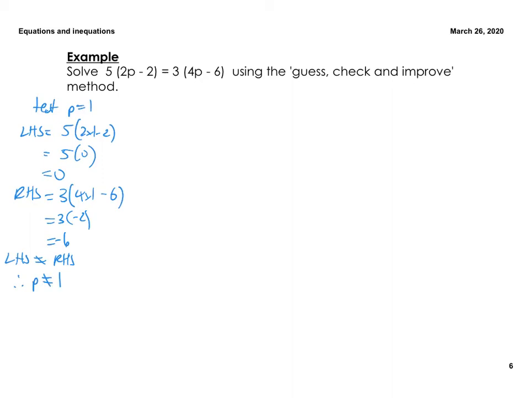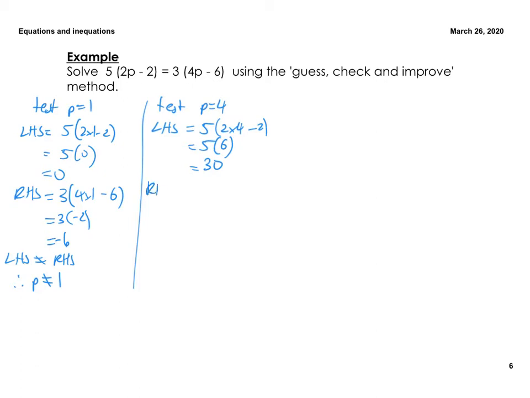So we tested p as 1, and it didn't work. You can see these aren't too far away, so our answer is probably pretty close to 1. Let's test, say, 4. Test p equals 4. LHS equals 5(2 times 4, take away 2), 5(8 minus 2), so 5(6), which is 30. Don't forget bracket means times, so 5(6) means 5 times 6, so we've got 30.